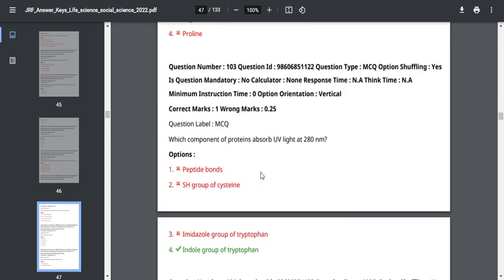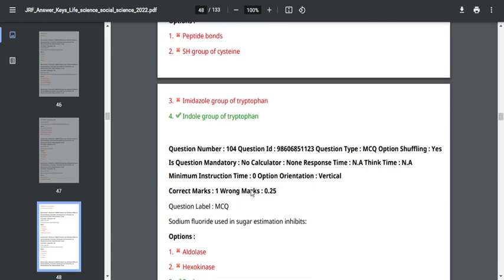Which component of protein absorbs UV light at 280 nanometer? It is the indole group of tryptophan. Here they had given the imidazole group of tryptophan, but the imidazole group is not present in tryptophan, it is present in histidine. Both the imidazole group of histidine and the indole group of tryptophan can absorb at 280 nanometer, and the sulfur group of cysteine can absorb at 260 nanometer.